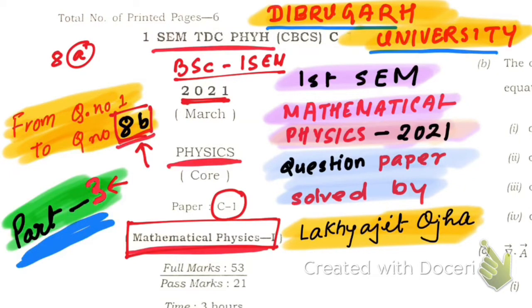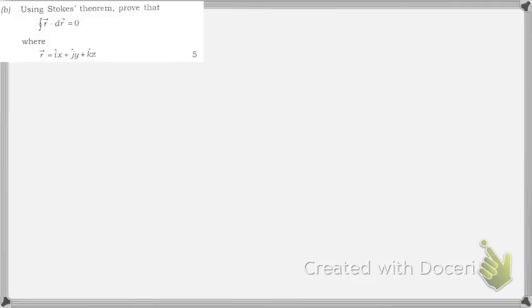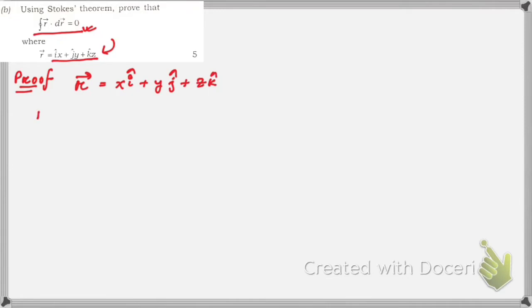So now let's start. So here is question number 8b. Using Stokes theorem, we need to prove that the line integral of r dot dr is equal to 0. This r vector is this one, right? So how to prove that? This is the vector r given in the question.